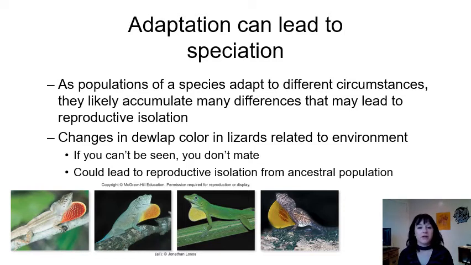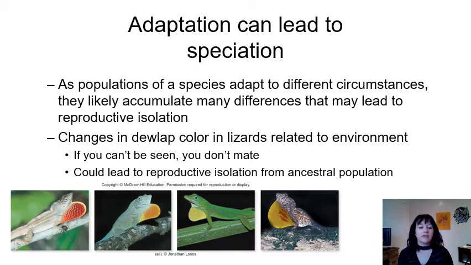Let's look at another example in lizards. So there can be lizards that adapt to living in different areas in a forest. Maybe some are going to be up higher in trees, maybe they're going to be on the grass, maybe they're going to be in a rocky area. And over time, they are going to develop slightly different physical characteristics. So you can see in this example, we've got some with a red dewlap, a yellow dewlap, right? And their body colors are also slightly different, right?